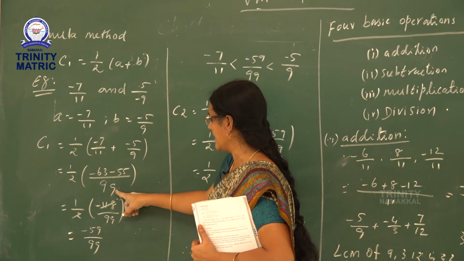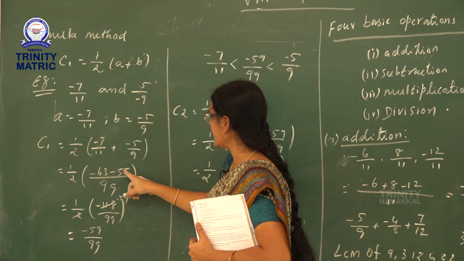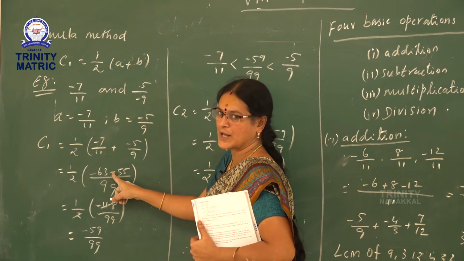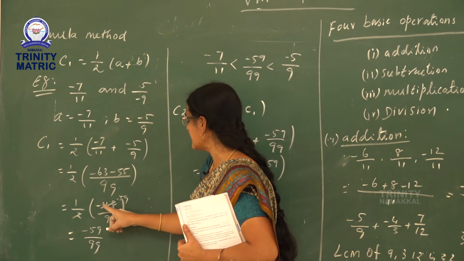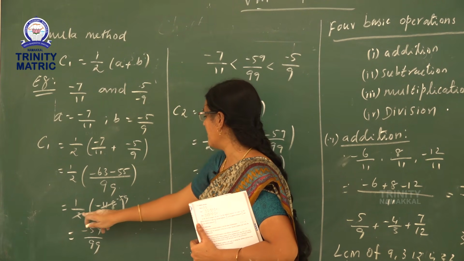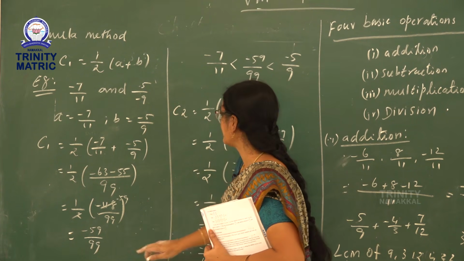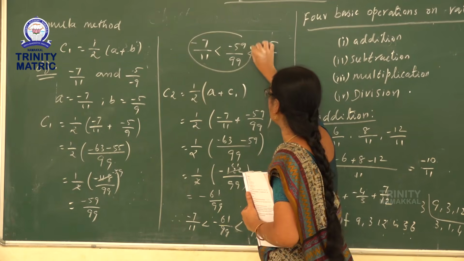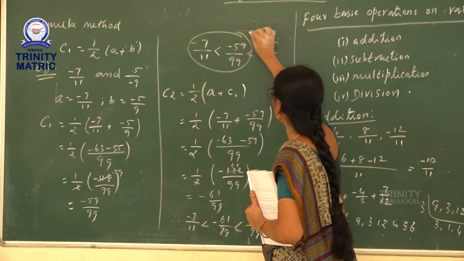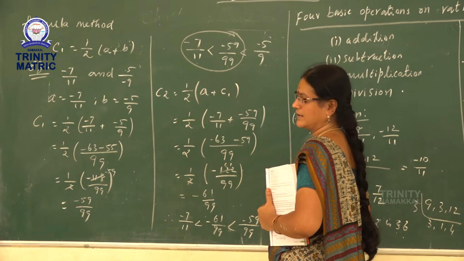11 9s are 99. We should multiply: 7 9s are minus 63, 11 5s are minus 55. 1 by 2 into, both have the same denominator, so we add these two numbers: minus 118 divided by 99. We cancel by 2: minus 59 divided by 99. Again, between these two rational numbers we can find another rational number. Then between the next two rational numbers, we can find one more rational number, and so on.